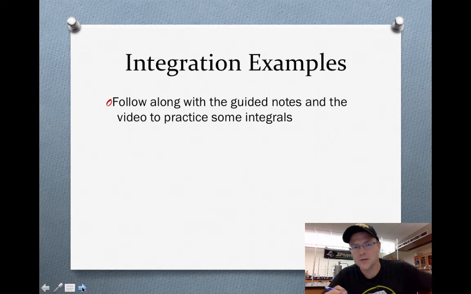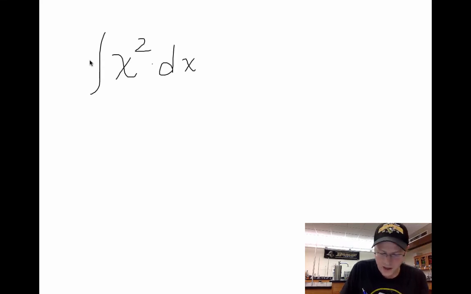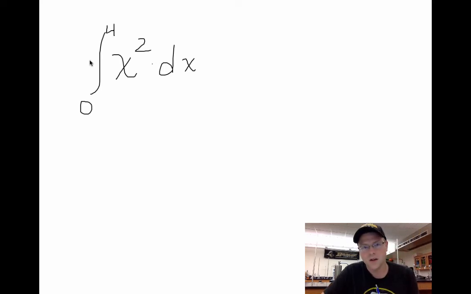For the integration examples, make sure you're following along with the guided notes. I'm going to do a power rule and a trig function to practice with you, and then I'll have specific examples that you can look up later. Okay, so the first example is an integral of x squared dx, and sometimes on our integration we put limits, or as Ms. Bergerman likes to say, bounds. The bounds for this one, I'm going to go from 0 to 4.